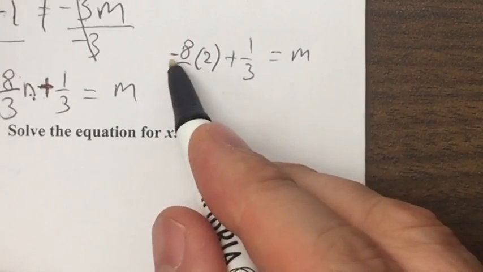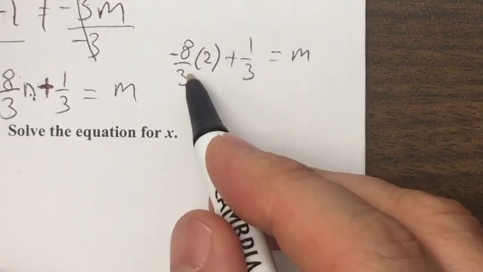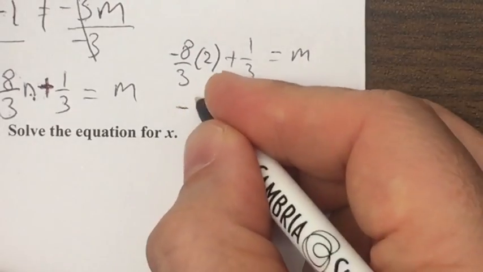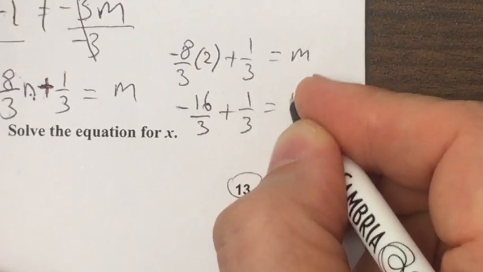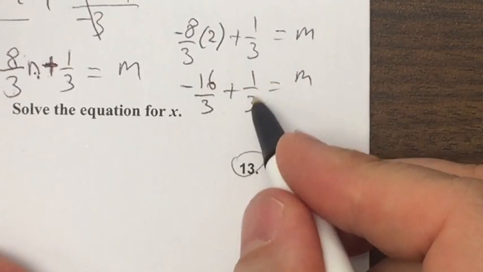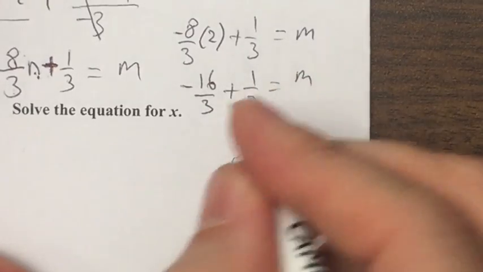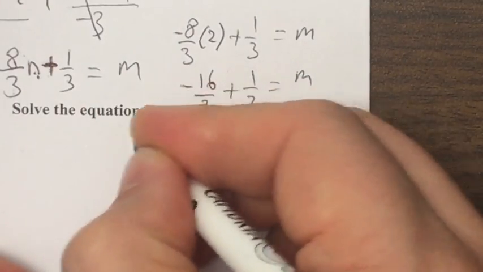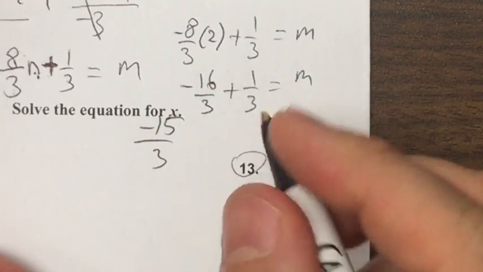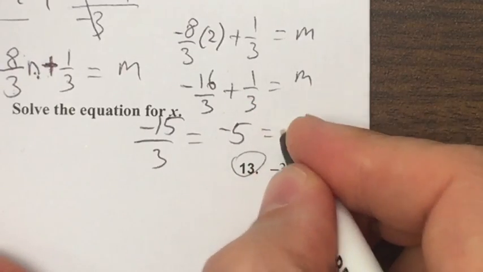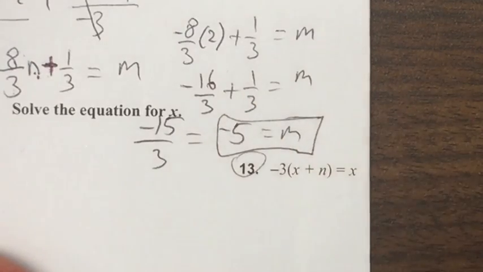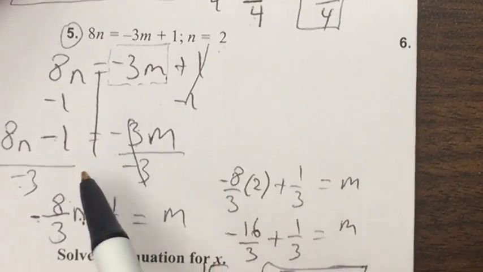Okay, what is 8 times 2? It's 16. And 16 divided by 3 does not come out friendly. So I get negative 16 over 3 plus 1 over 3. I can combine those now. Negative 16 and plus 1 gives me negative 15 over 3. And that you can divide. Negative 15 over 3 basically becomes negative 5. So you get that the value of m is negative 5 after all those messy fractions. Again, once you plug in a number for one of the variables, you can go right into NSOLVE if you need to. Let's do number 13.